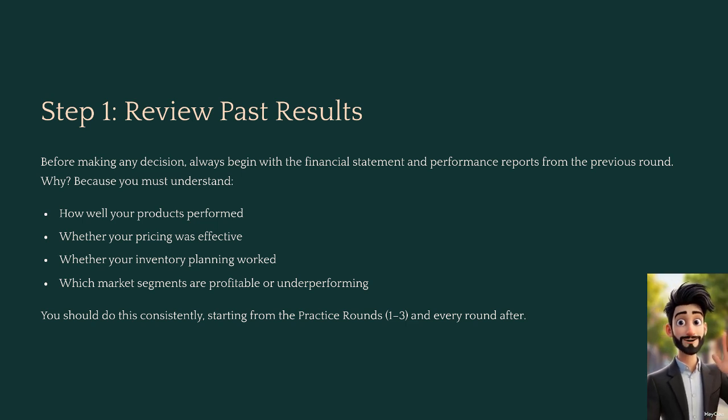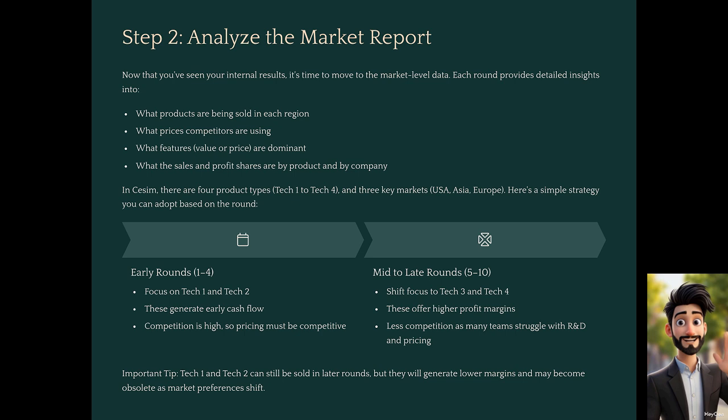Step 2. Analyze the market report. Now that you've seen your internal results, it's time to move to the market level data. Each round provides detailed insights into what products are being sold in each region, what prices competitors are using, what features, value or price, are dominant, what the sales and profit shares are by product and by company. In Cesim, there are 4 product types, Tech 1 to Tech 4, and 3 key markets, USA, Asia, Europe.